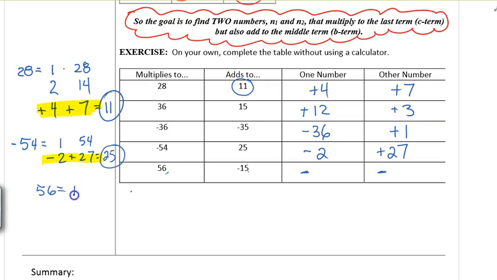And let's just start at the top. 1 and 56. Can I combine those to get 15? Nope. I'm just going to keep on going. What's half of 56? 28. Can I get 15? Not quite. Does 3 go into it? No. Does 4 go into it? 4 goes into it once. Ooh, I think it does.